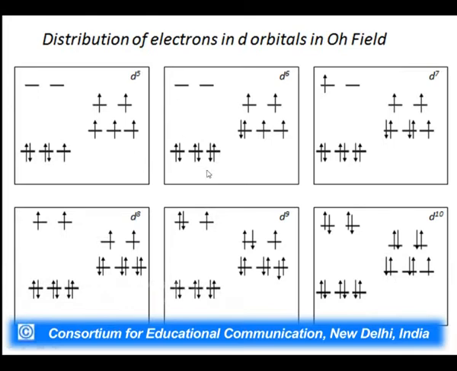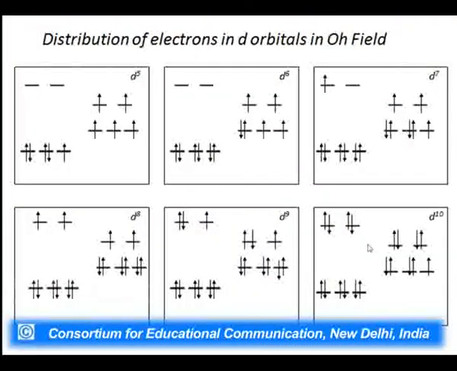So, minus 24 dq plus 3 pairing energies, so plus 3p, that ultimately tells us how much is the CFSE in this case. One can keep on calculating for CFSE for d7, d8, d9 and d10. For d10, as you have seen, there is a symmetrical distribution of electrons in both the energy states. Therefore, the CFSE comes out to be 0.